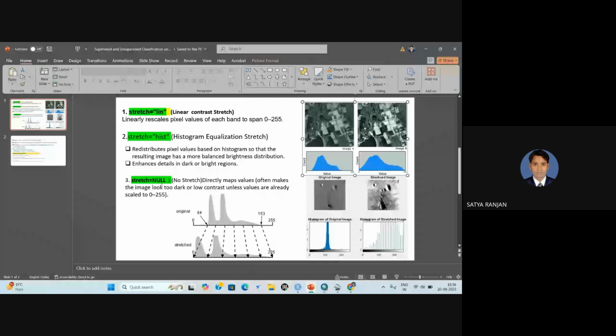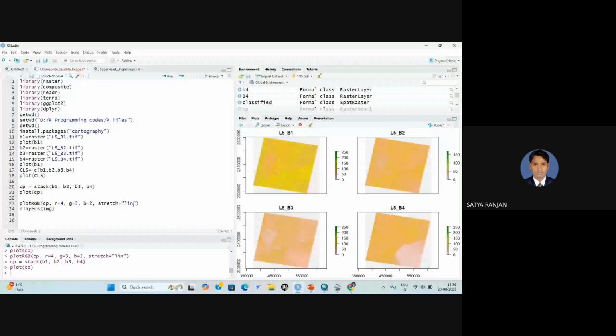And stretch is equal to null. Null generally gives low brightness. So what happened to the image? Suppose there is a value of 84 to 153, then it is stretched from 0 to 255, so that it gives more brightness to the image. So we just try this coding.